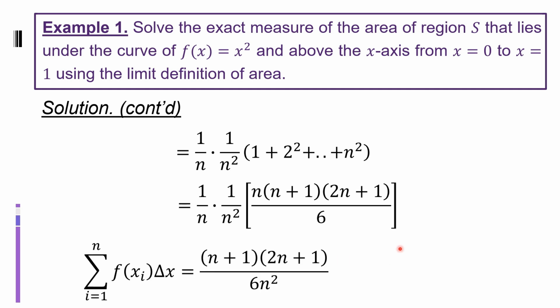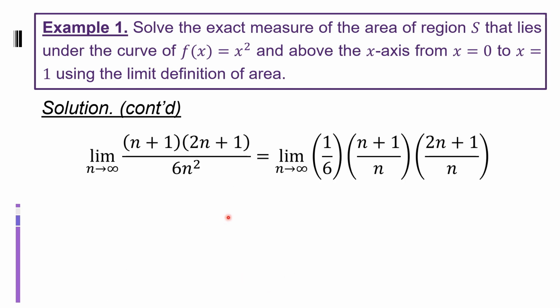So if we simplify that, that is just equal to (n plus 1)(2n plus 1) over 6n squared. Kasi nga, pwede naman itong matanggal. So that is now the summation of f of x sub i delta x from i equals 1 to n, (n plus 1)(2n plus 1) all over 6n squared. Pero hindi pa dyan nag-end yung ating solution. This is just the summation. To get the area, sabi niya kanina, we have to get the limit of this summation as n approaches infinity.